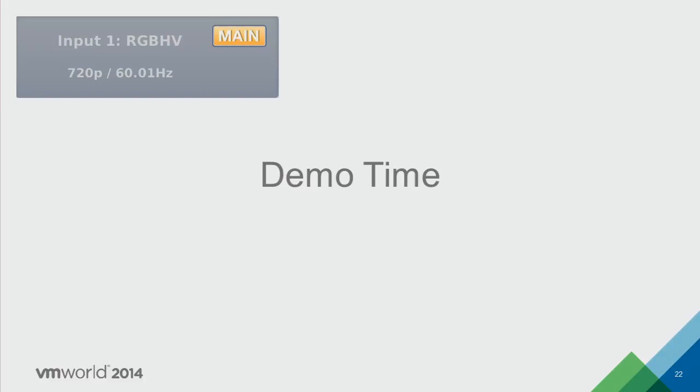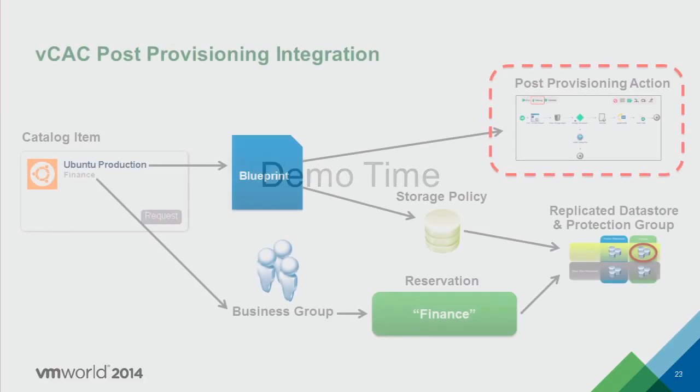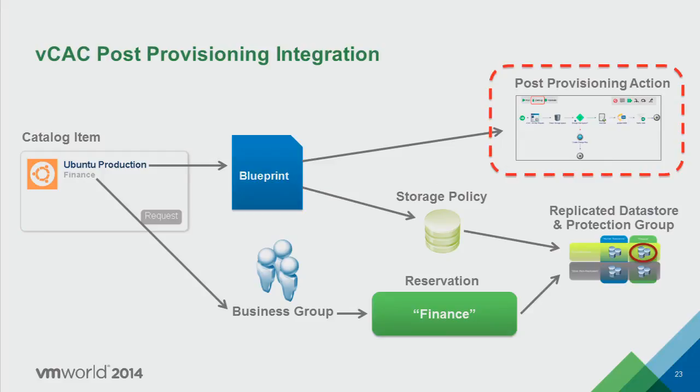So don't worry, we'll have one more demonstration for you guys. But I just wanted to really show the things we talked about here, the catalog item to the blueprint and to the business group. This is what the user sees. They have this catalog item. It's defined by these things that you set up within vCloud Automation Center, which really drive, the blueprint drives a storage policy, the business group drives a reservation and resources, and the intersection of those gives you that protection group that SRM uses to say, hey, I know this is a set of resources I want to protect.